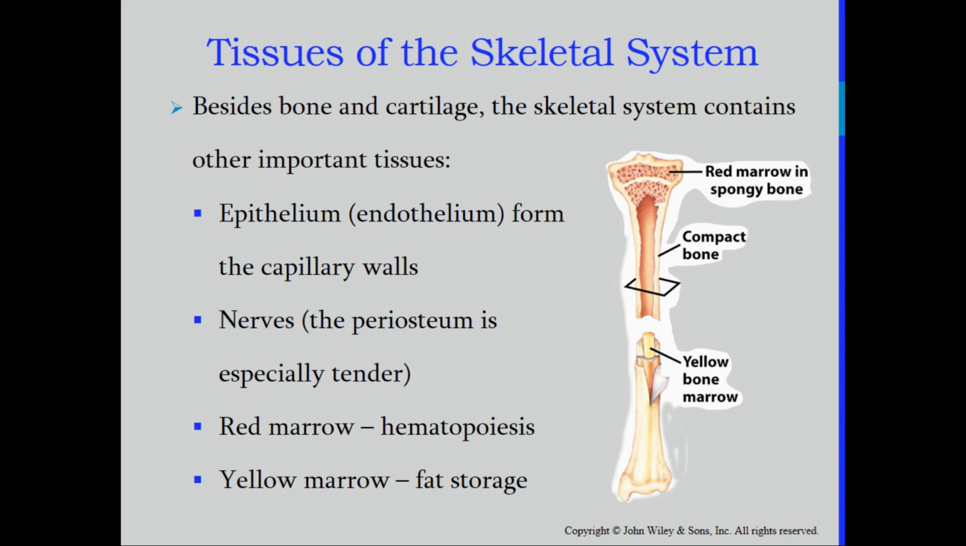Besides bone and cartilage, the skeletal system contains other important tissues. We find epithelial tissue. The endothelium forms the capillary walls inside of the bone, the blood vessels inside the bone. There are nerves. The periosteum is especially tender. If you've ever broken a bone, you know there are nerves in there. The red marrow is the site of red blood cell production, or hematopoiesis, and yellow marrow is an area of fat storage. And that is going to be enough for today.